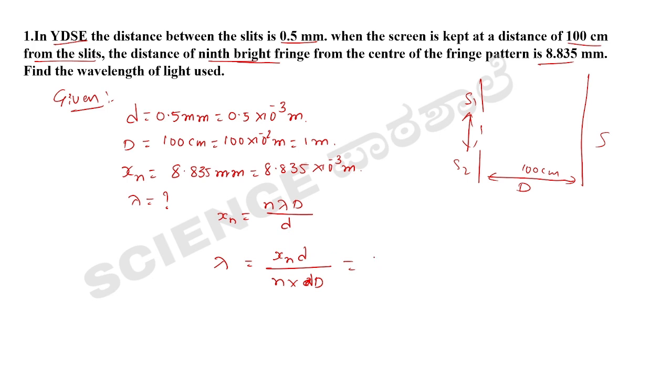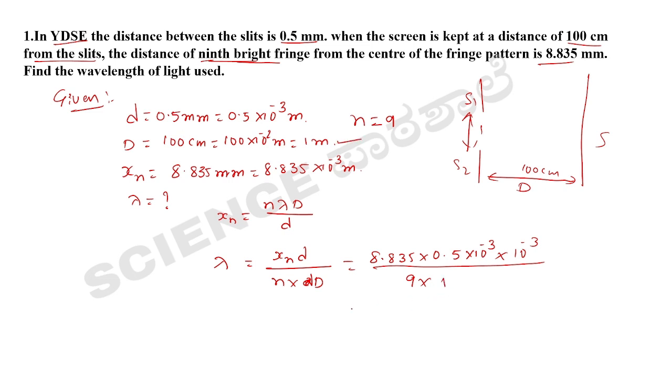What is xn? 8.835 into 10 raised to minus 3. What is small d? 0.5 into 10 raised to minus 3, divided by n. What is n here? n is equal to 9 because the question says ninth bright fringe. So divided by 9 into capital D, and capital D is equal to 1.